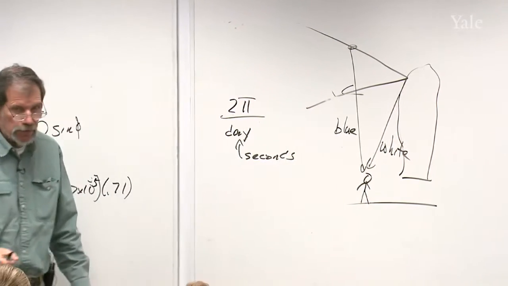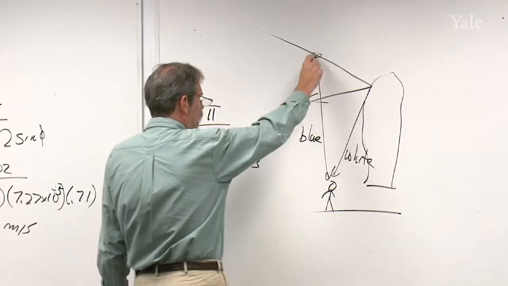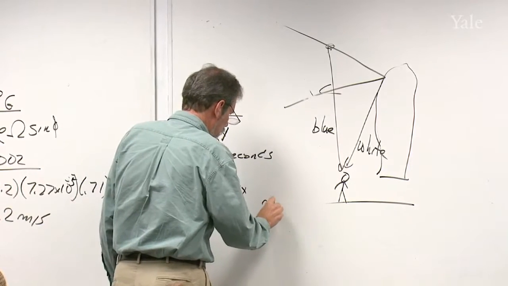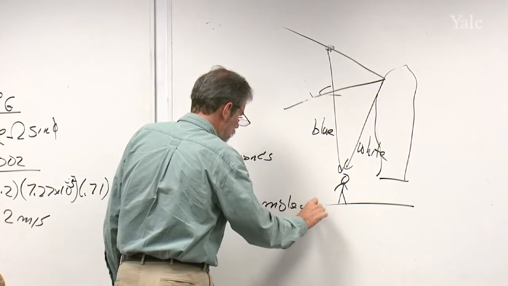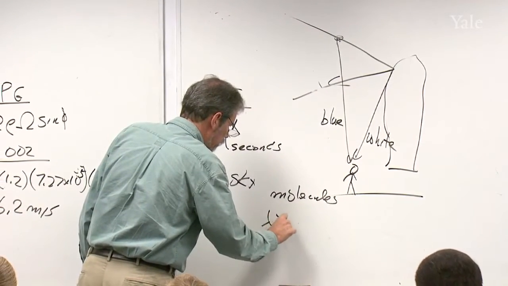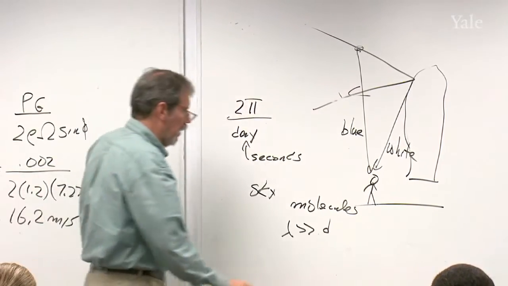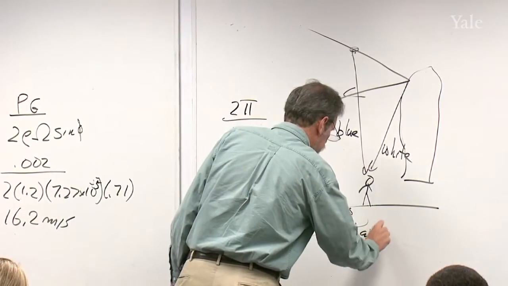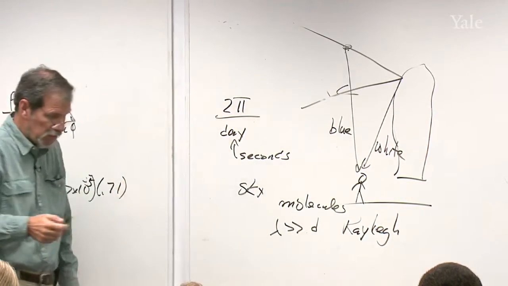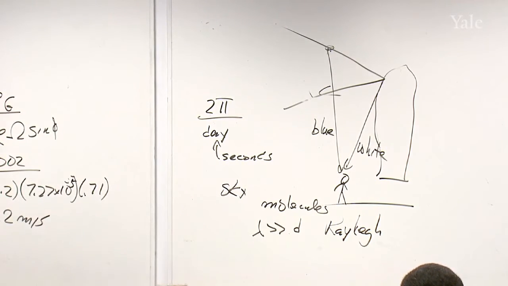So the difference has to do with the size of the particles that are doing the scattering. In the case of the sky, the particles are molecules, and the condition that the wavelength is much, much greater than the diameter of the particle is met. And that puts us into the Rayleigh scattering regime. In that case, short wavelengths are scattered much more strongly than longer wavelengths.